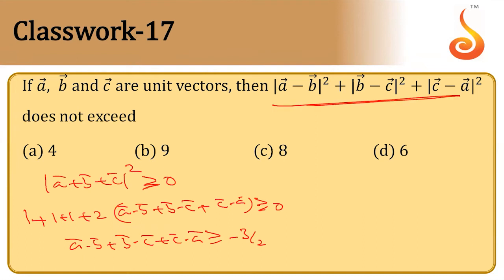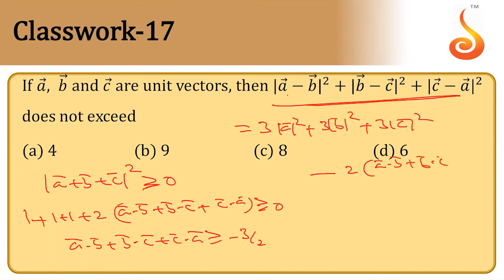Now we want this value. If we expand this one, basically, how many a squares? 3 modulus a square, 3 modulus b square, 3 modulus c square, minus 2a dot b, 2b dot c, 2c dot a comes. The entire thing is 3 plus 3 plus 3, 9. Sorry, 2a square, not 3a square. 2a square, 2b square, 2c square, correct. 2a square, 2b square, that is 6.